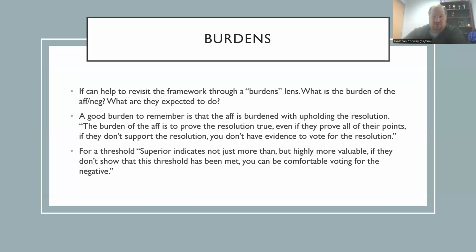Here's one for a threshold too. Superior indicates not just more than, but highly more valuable. I made that up, but that's how you'd read the definition. If they don't show that this threshold has been met, you can be comfortable voting for the negative. I also like that language, comfortable voting for the negative. Judges don't like being told what to do. So saying comfortable voting for is a linguistic trick. It's a warmth cue.